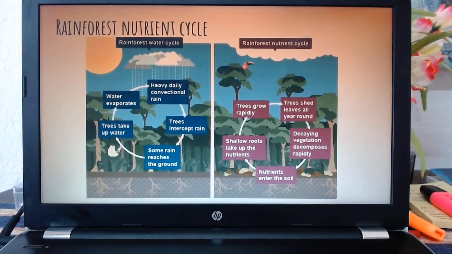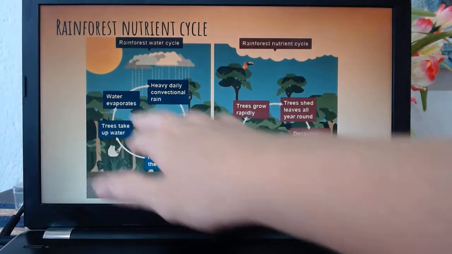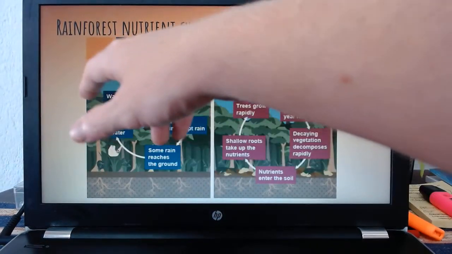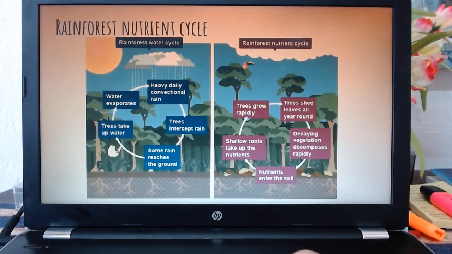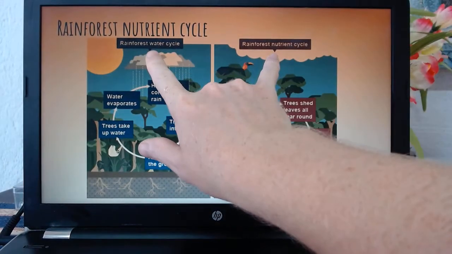So you can see, again, don't worry about detail. Just a couple of trees in the background, sun, cloud, and rain. Make sure you get the soil with the roots in. Now, there are 5 boxes of information in each one. Make sure you get these titles in as well, please.